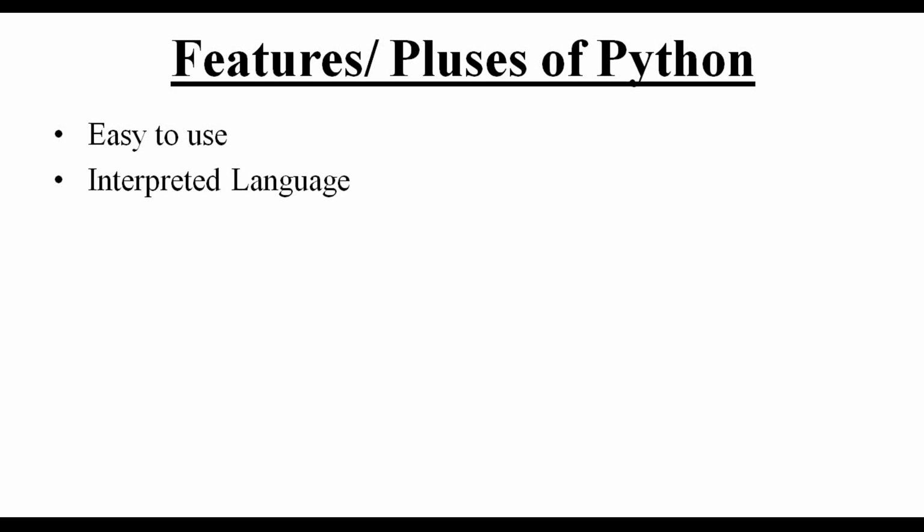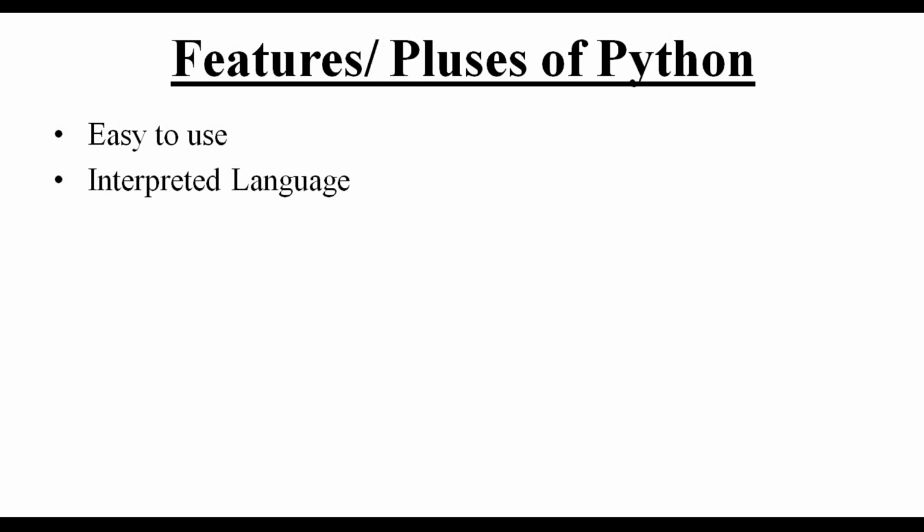Now the features or pluses of Python. Many features of the Python programming language are available. First, we discuss easy to use, or you can say easy to learn. Why is it easy to learn or easy to use? Because this programming language is based on HLL, high level language. In a high level language, everything can be written in English-like language, which the user can easily understand.